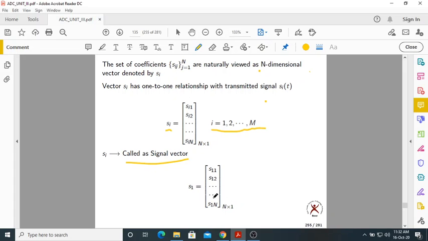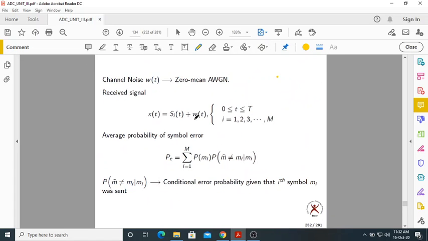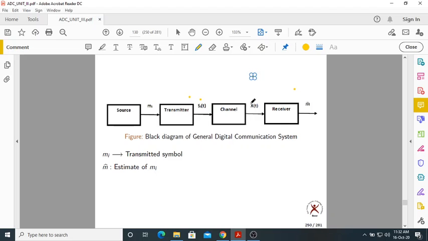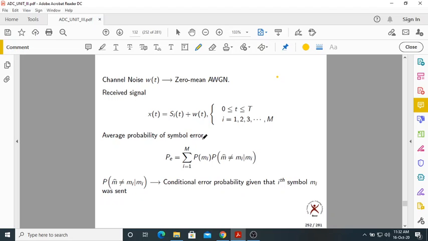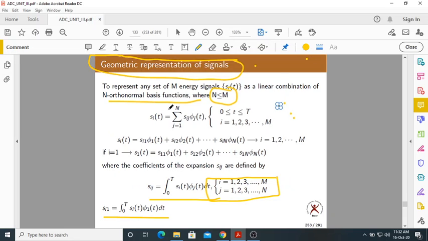This is the signal vector S1. Okay, so what do you mean by that actually? So we have Si of t, correct? How are we writing that Si of t? Like this: Si of t is equal to summation j equal to 1 to n of Sij phi j of t. Now these Sij's are written in the form of a vector, just like coordinates.